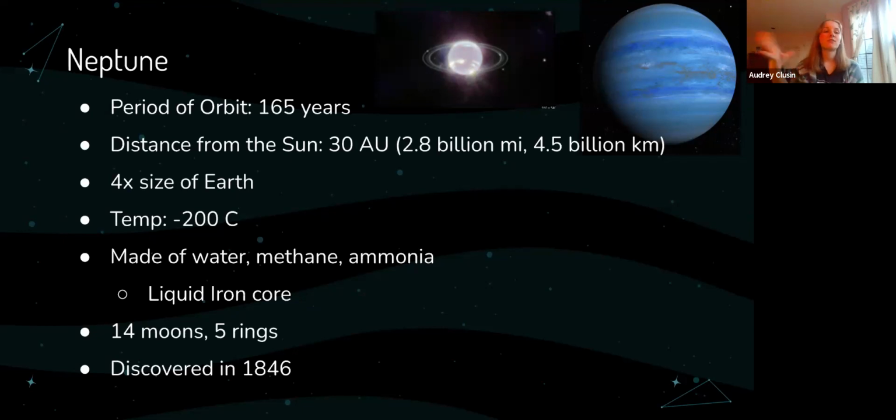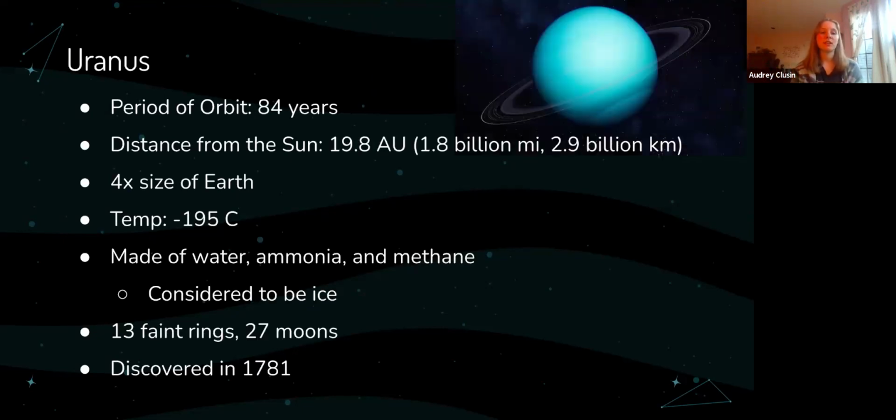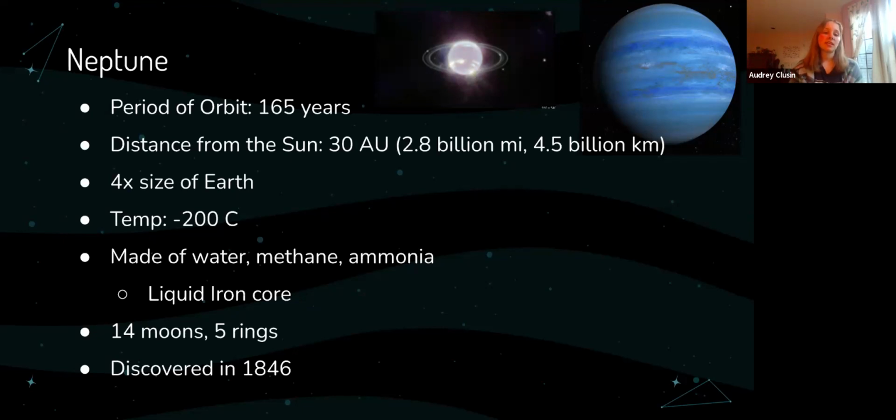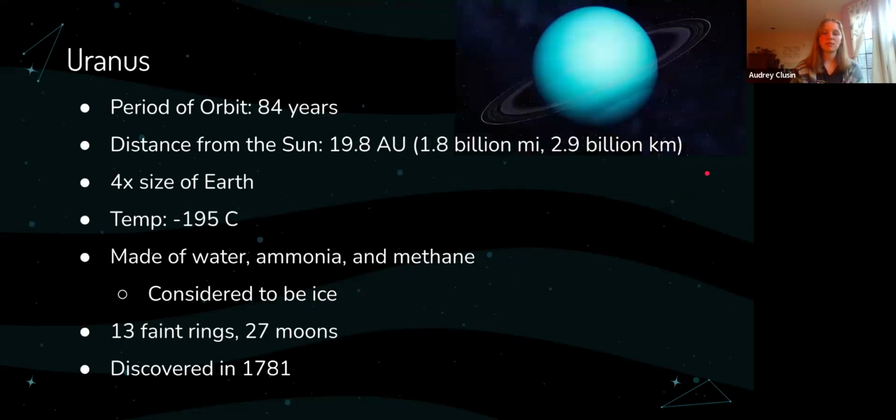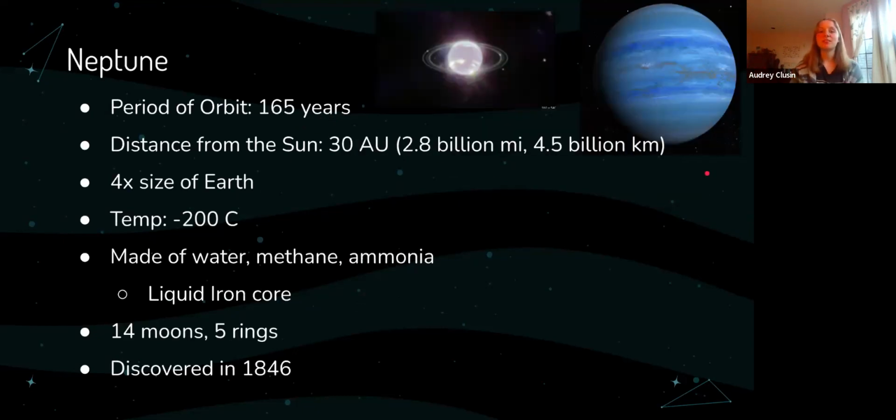Very, very cold because of how far away it is from the sun. And it's also mostly made of water, methane, and ammonia. And apparently, it also has a liquid iron core. Like I said, it has 5 rings, 14 moons. We don't really hear as much about the moons of these two, but they have moons and rings. And this one wasn't discovered until 1846. Once again, it wasn't really visible to us until we had telescopes.